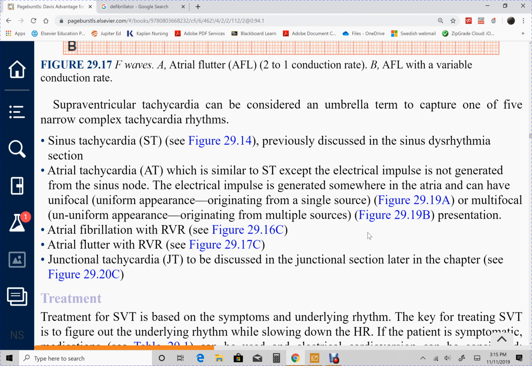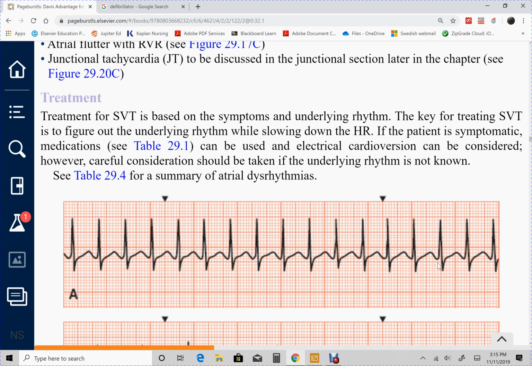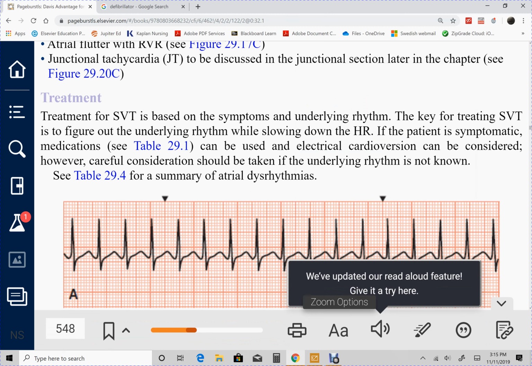So the causes are similar to those, and then the treatment, of course, will depend on whichever one is causing it particularly. And just like in AFib, the patient may also be a candidate for cardioversion. There is one drug used for SVT, and that is adenosine.